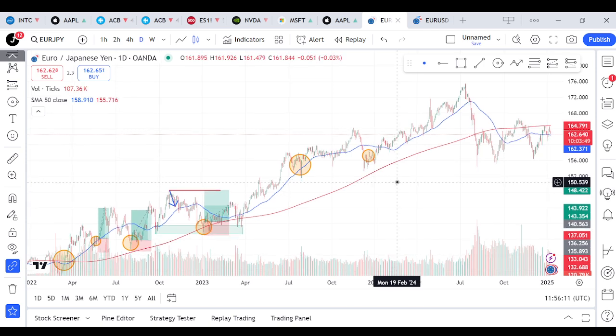So by aligning your trading activities with these key sessions and being aware of important economic releases, you can potentially improve your timing and increase your chances of successful trades in the EURJPY market.